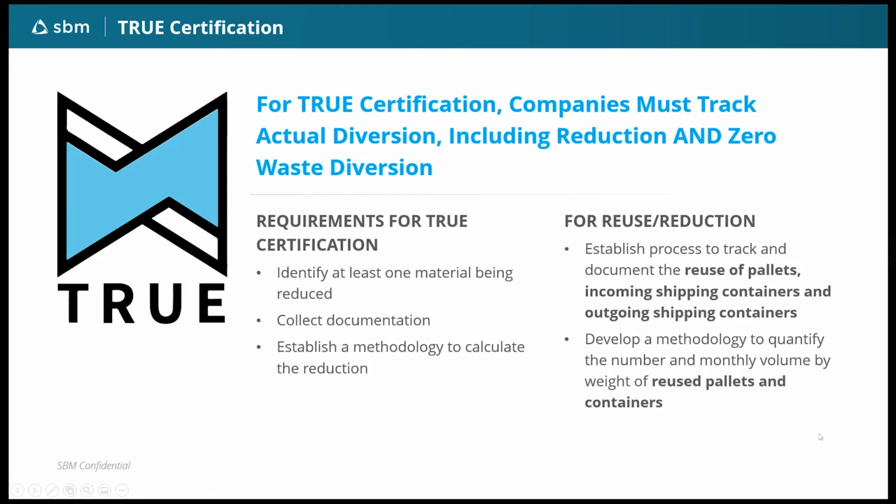So required for TRUE is to identify at least one material being reduced, collect the documentation, establish a methodology to calculate that reduction, and that's how you're going to track that information that's required. For reuse and reduction, you have to establish a process to track the documentation of a specific item, reuse of pallets, incoming or outgoing shipping containers. The methodology is to quantify the number and the monthly volume on how you're establishing these processes.